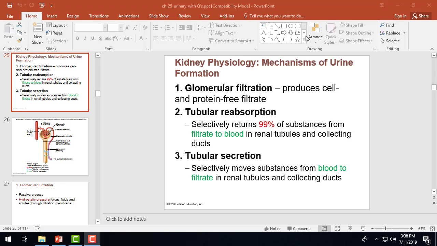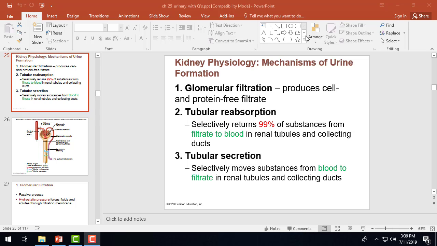But other than going over the basic parts, most of this PowerPoint is how do we make urine? What's in urine? What shouldn't be in urine? How is urine formed inside the kidneys? Now, there are 3 main processes in the making of urine.